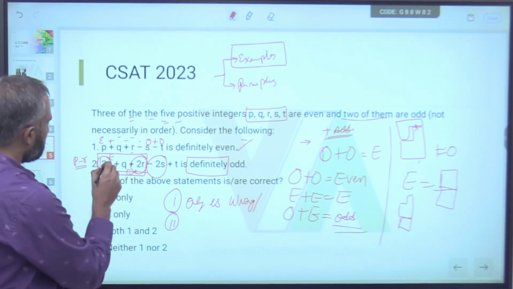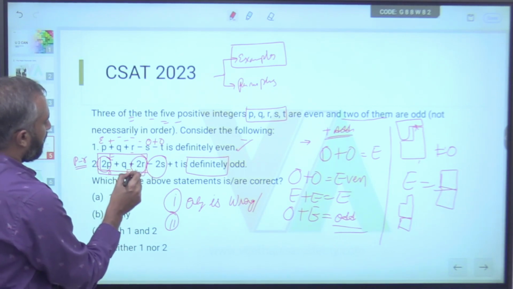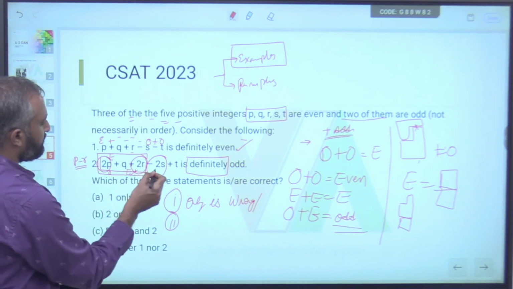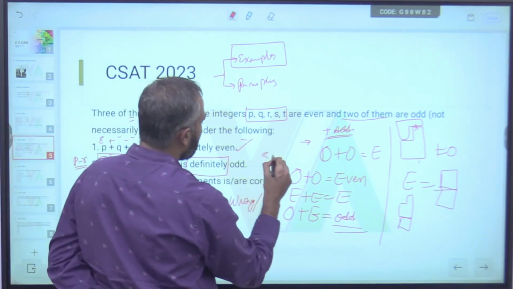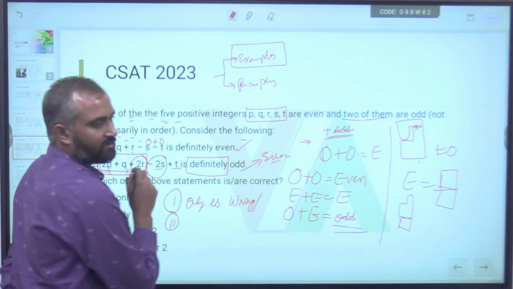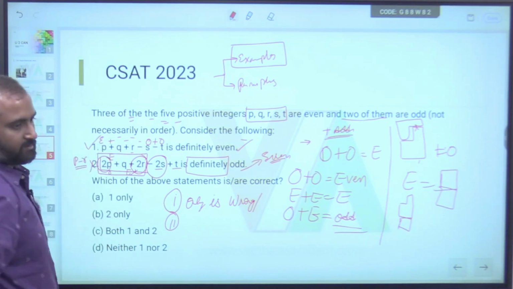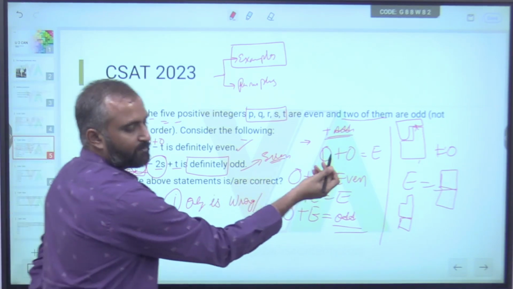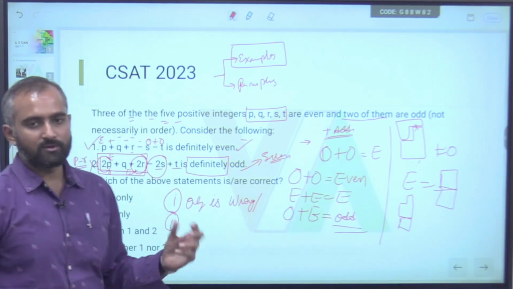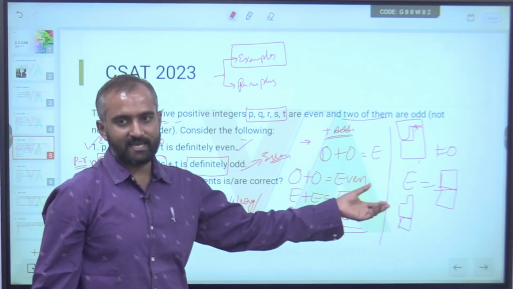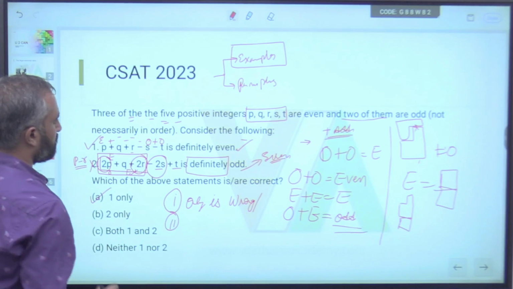So, what happens now? 2r, although r is odd, 2r is even, this is even. So, by principle, this can be even in the particular case we have seen. So, statement 1 is wrong and statement 2 is right. All a matter of applying. This principle will be discussed in one of the first classes in number system. It is that easy.